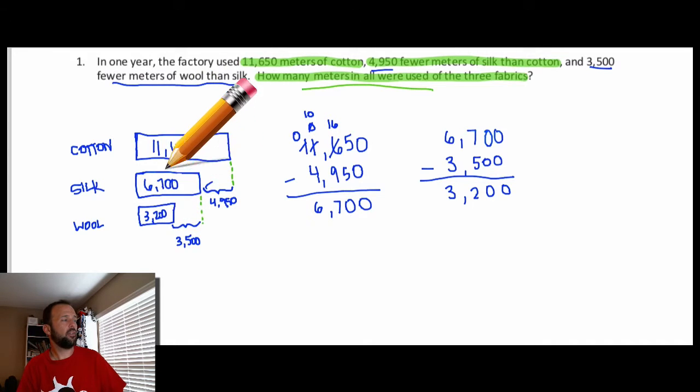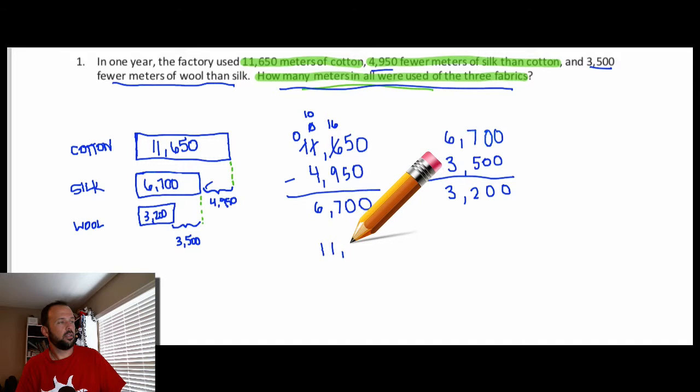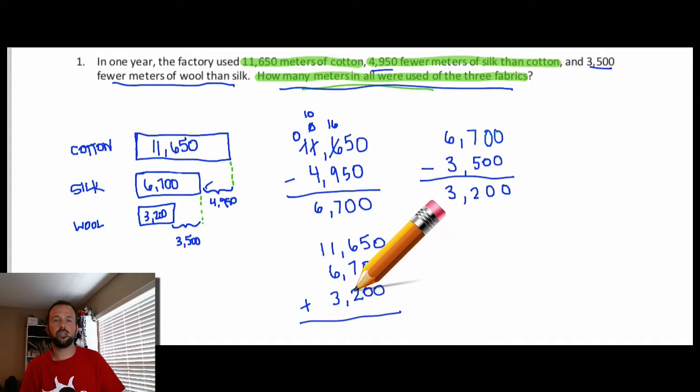So now that I have all of these lengths in meters of the different fabrics, what do I do next to solve the problem? How many meters were used in all? What do I need to do? What's my next step? You're absolutely correct. I need to add all three of these numbers. My 11,650, my 6,700, and my 3,200. So go ahead and add those up, and then we can come back and check our answers.